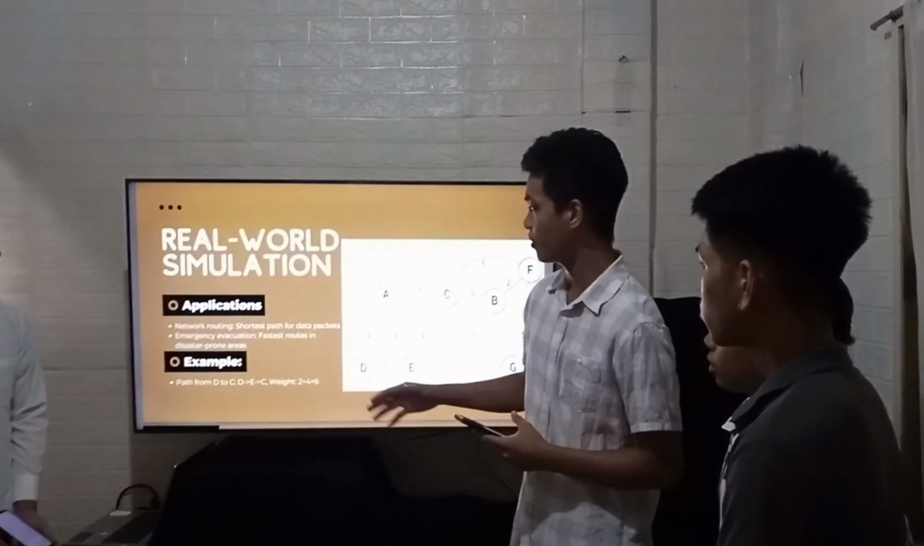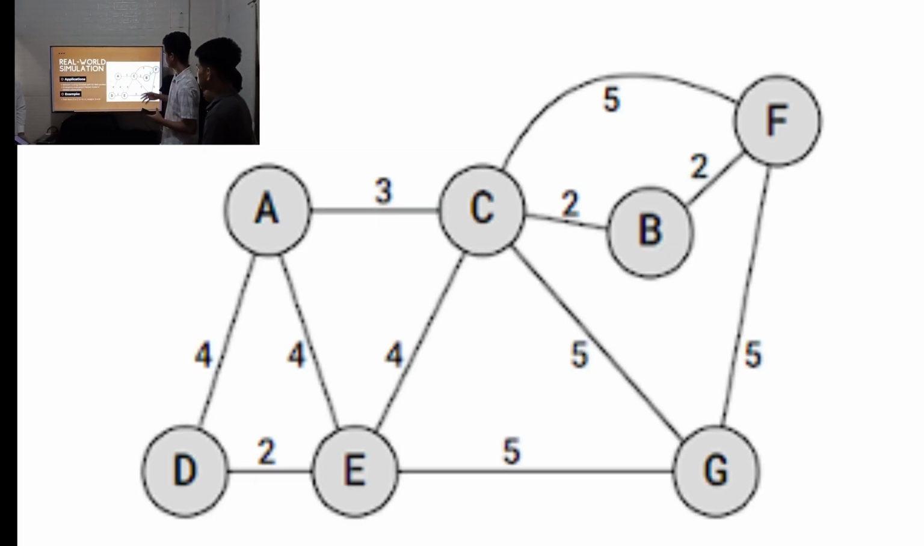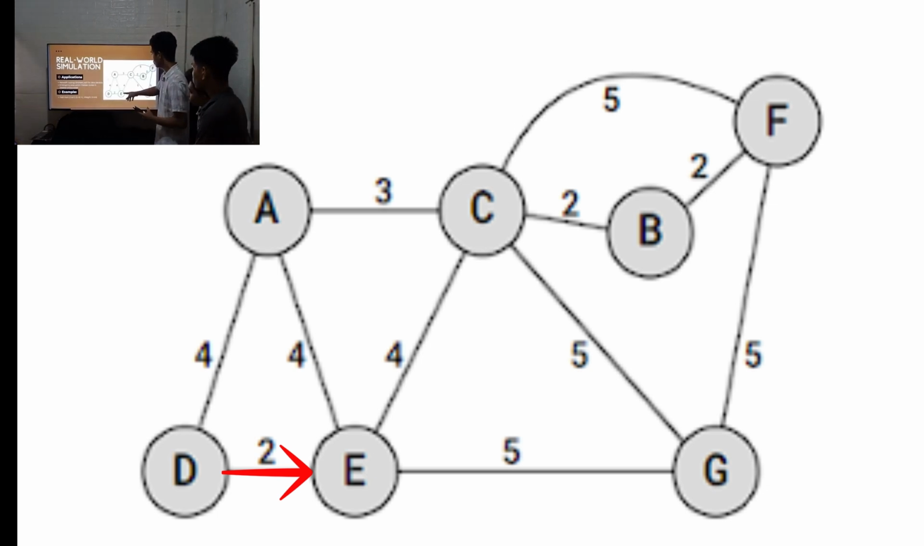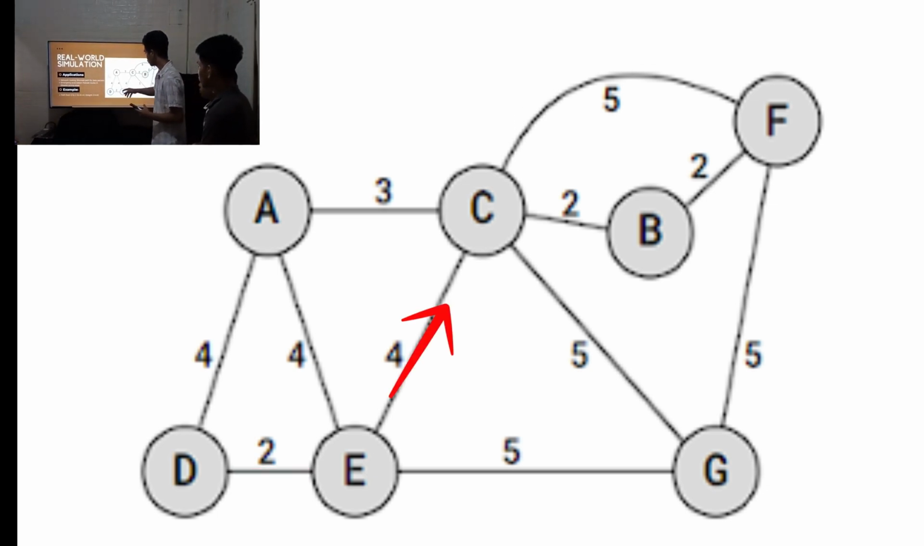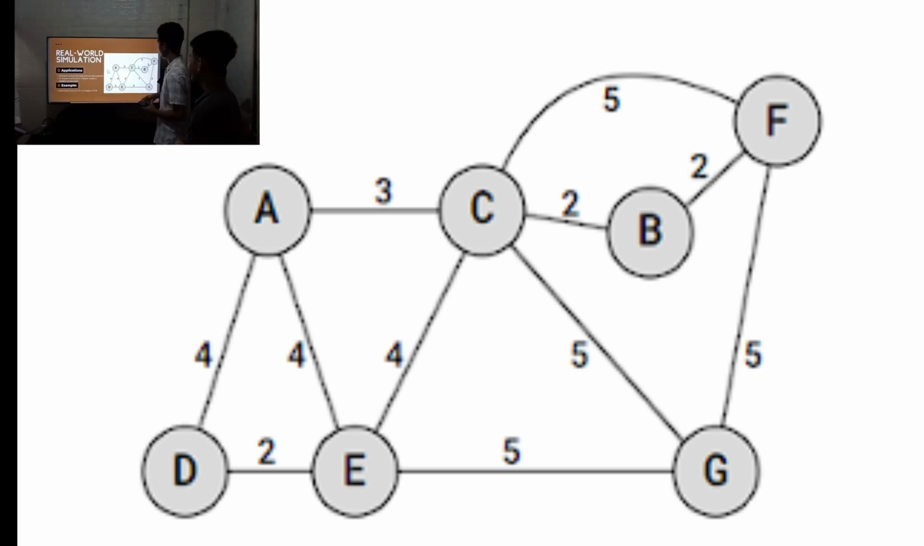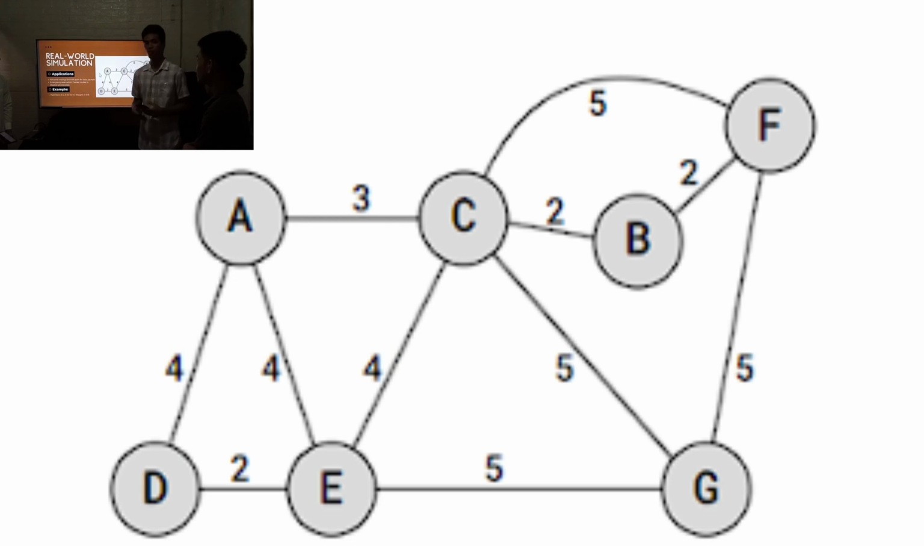So for example, the path from D to C. As you can see, the shortest path in this example is from D, E, and C, where the distance is only 6, while B, A, and C is a total of 7. So we can assume that the shortest path in this example is D, E, and C. So that is the shortest path. So for example, let's give more examples.